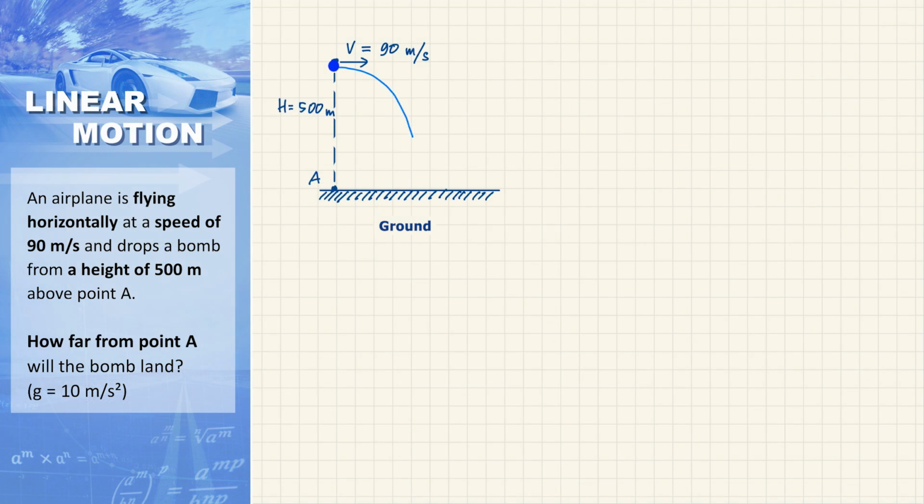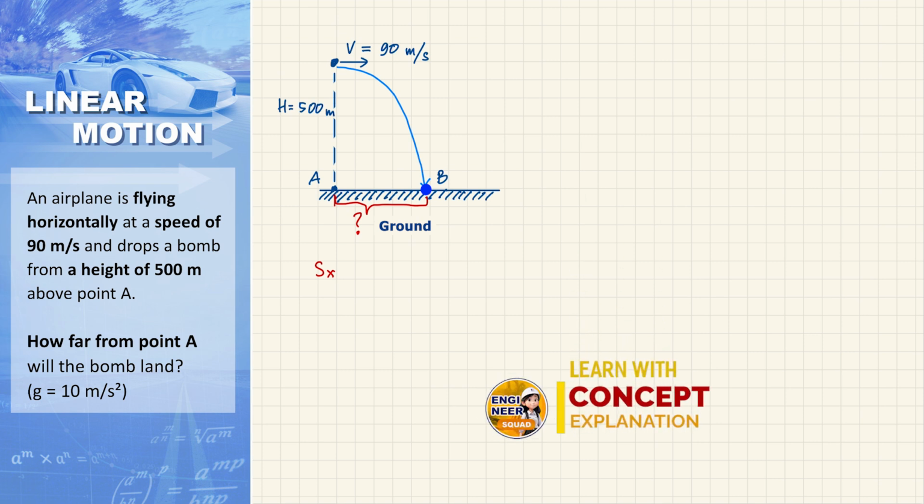To solve this problem, we will start by drawing a free body diagram. The bomb is released above point A, with a horizontal velocity of 90 meters per second. Since the bomb takes time to fall, it will continue moving horizontally and will land at point B. The distance between points A and B is what the problem is asking for. This distance, we denote as Sx, represents the displacement along the x-axis.